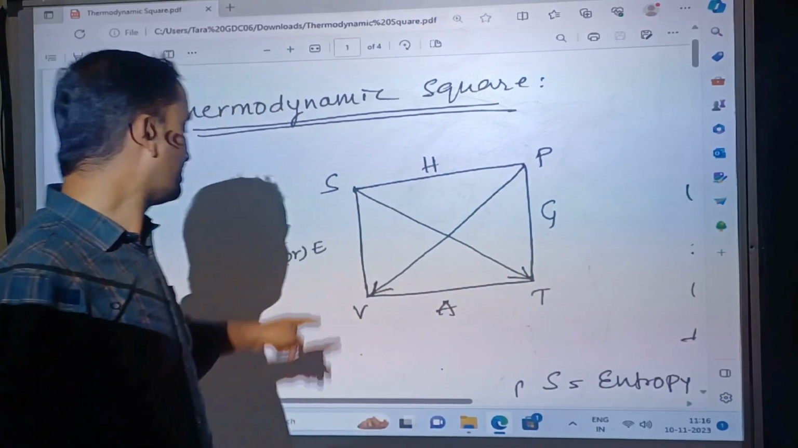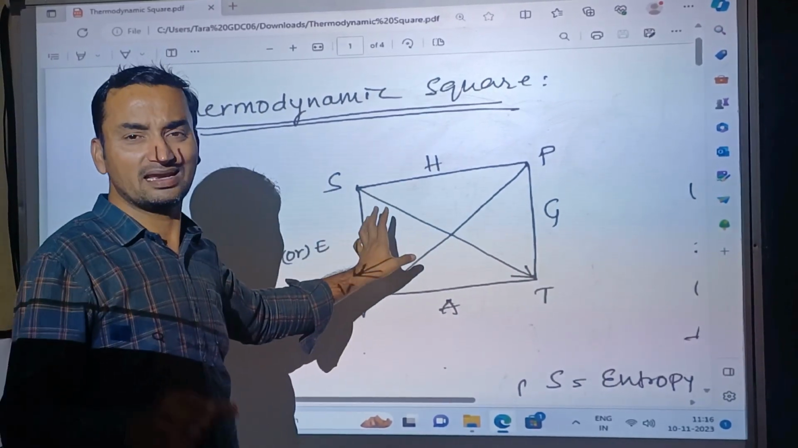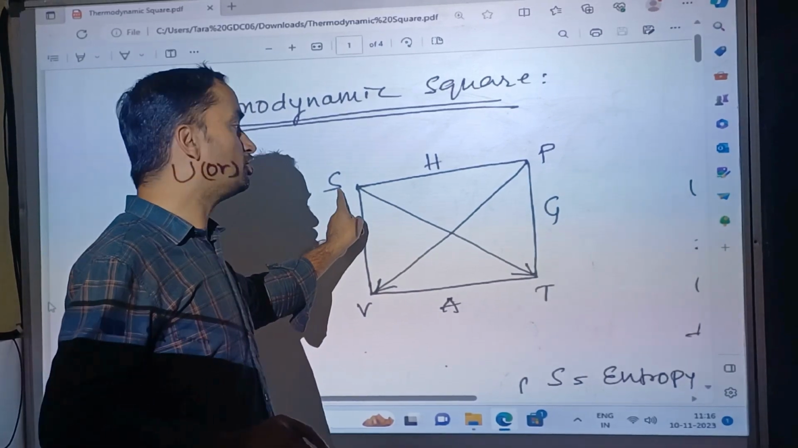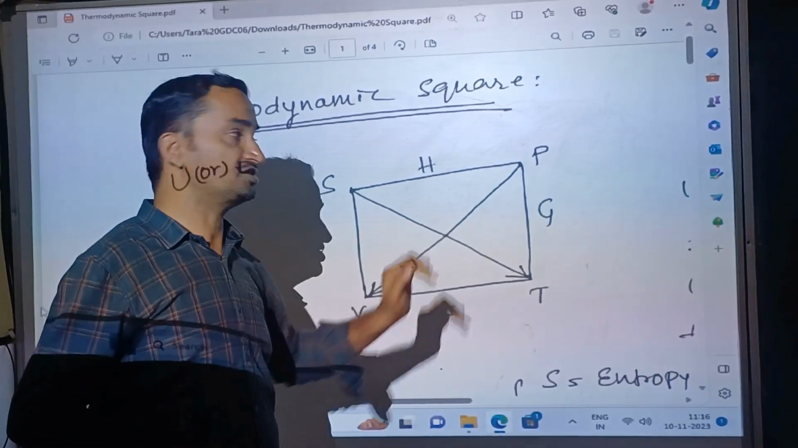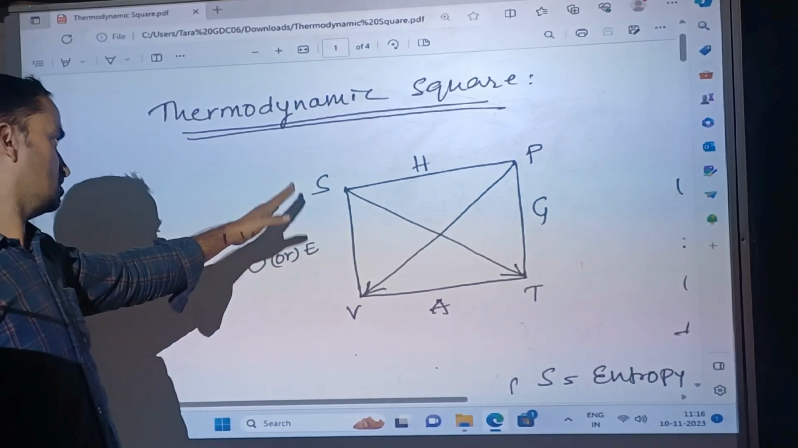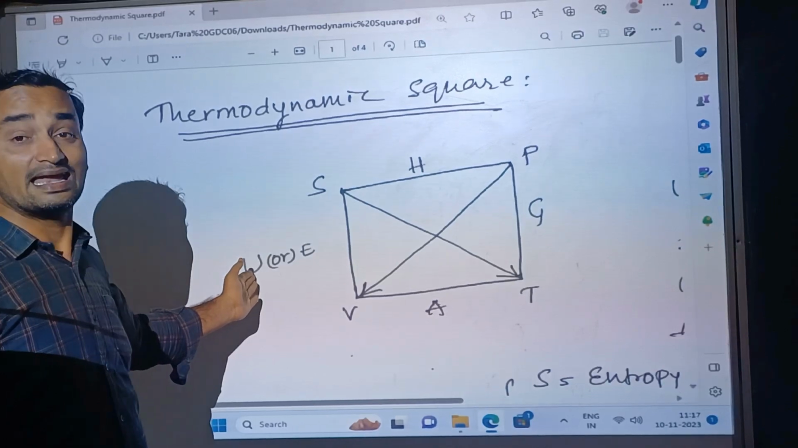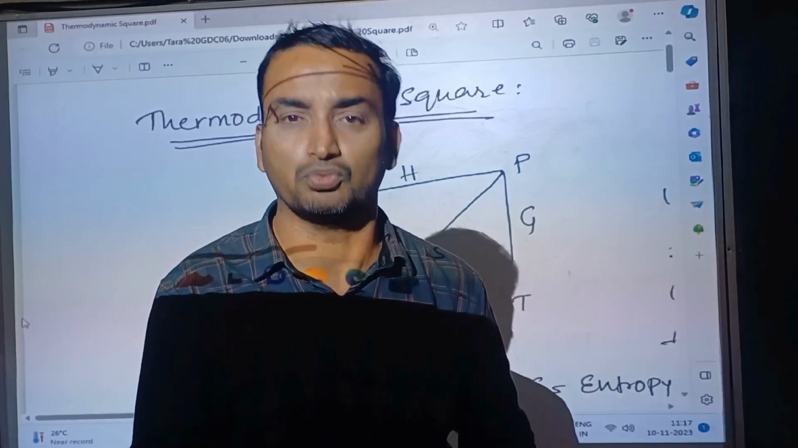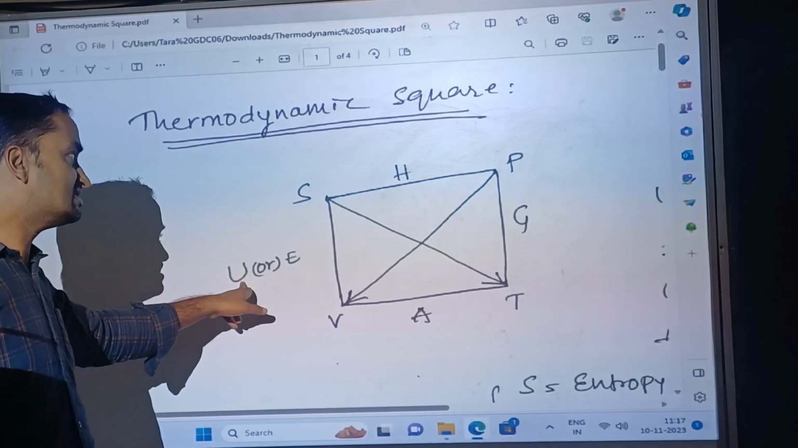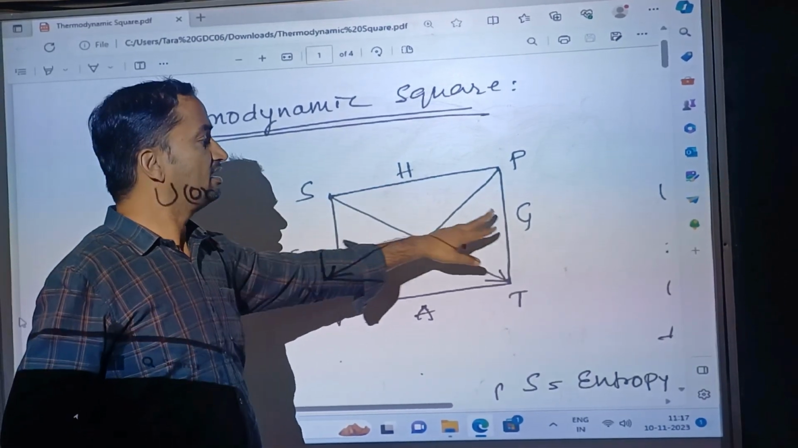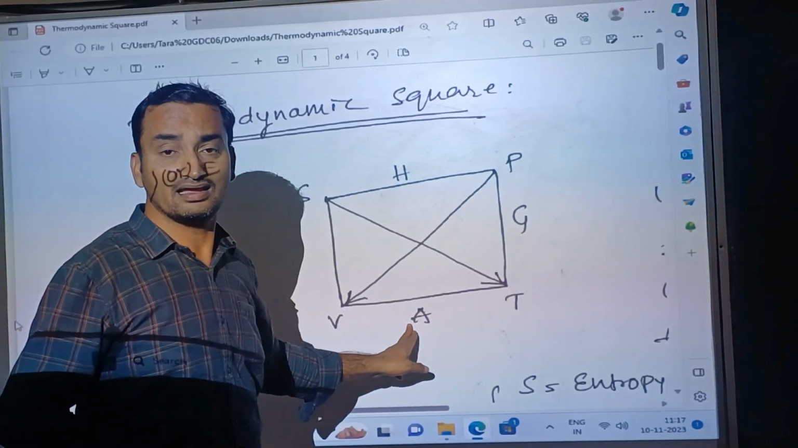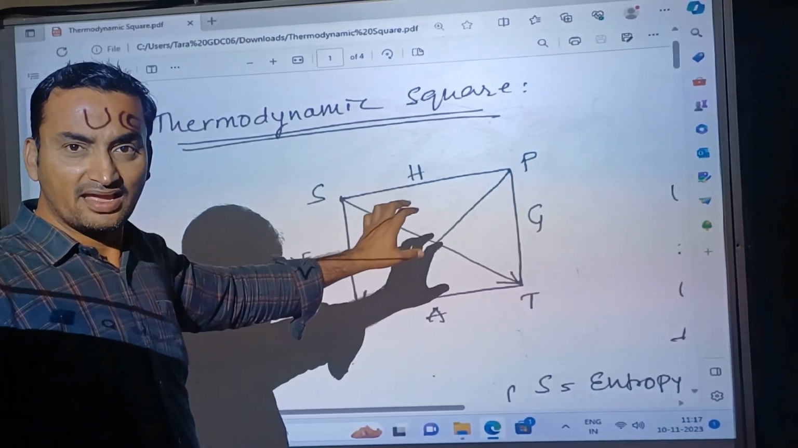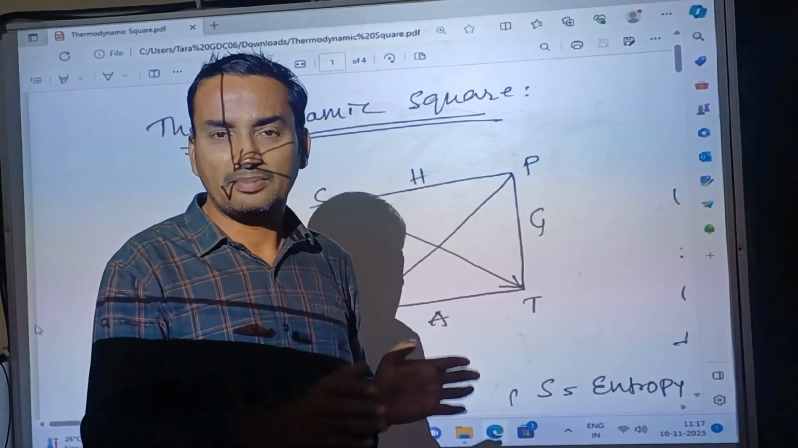Here what you are seeing is simply a square. Now at its corners are entropy, pressure, volume, temperature, and on its sides, on this side, is internal energy. Usually we denote the internal energy with U or E, but many times we use only U. Now here on this side U is there, here enthalpy is there, here Gibbs free energy is there, and here Helmholtz energy. So this is the simple thermodynamic square.